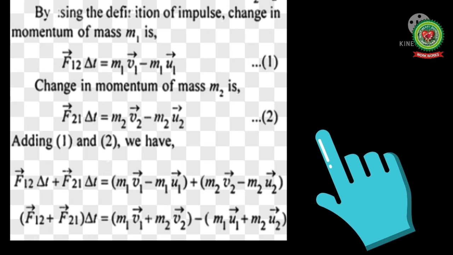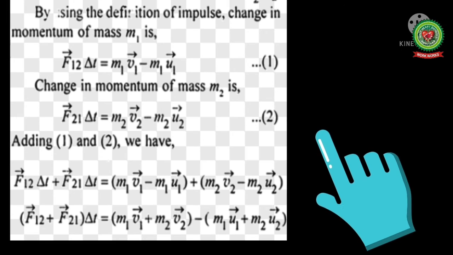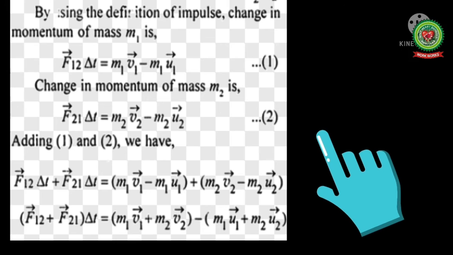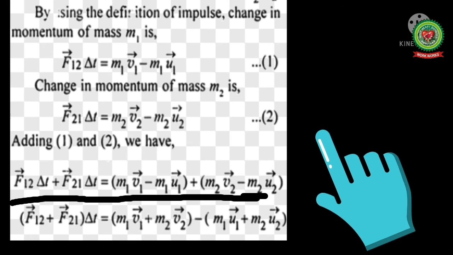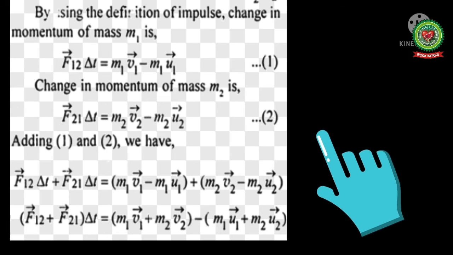That is, F12 delta t is equal to m1v1 minus m1u1. Similarly, this change in momentum of mass m2 is given by F21 delta t equal to m2v2 minus m2u2. Let's add equation number 1 and equation 2. Children, on adding, we will get the result m1v1 plus m2v2 minus m1u1 minus m2u2.